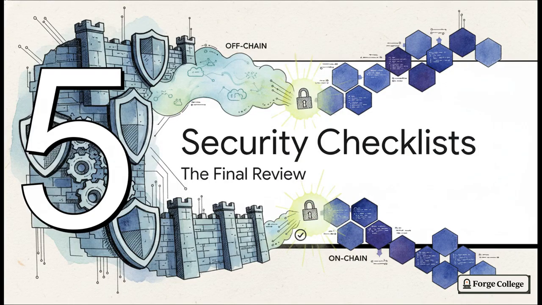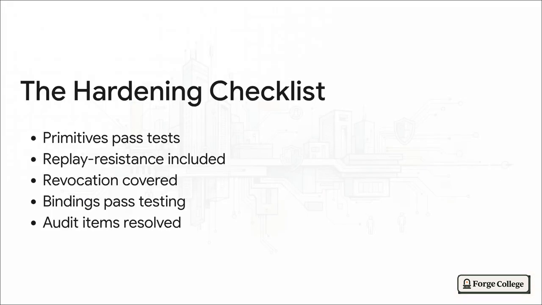Which brings us to Section 5, hardening and security checklists. This is the final review. Before we even think about launching, we have to enter the hardening phase. This checklist right here is your ultimate safety net. You need your DID resolver passing. You need your replay resistance totally locked down. You need those revocation edge cases handled. Only then do you actually check if your token state changes correctly. And if anything, literally anything fails here, you march right back to the drawing board.